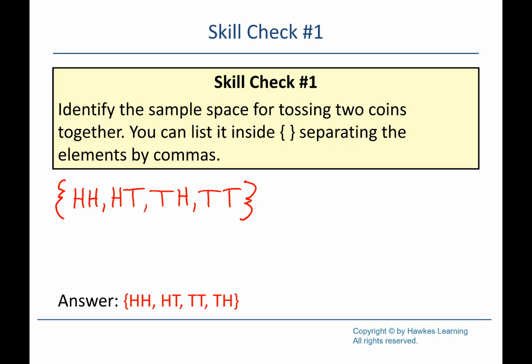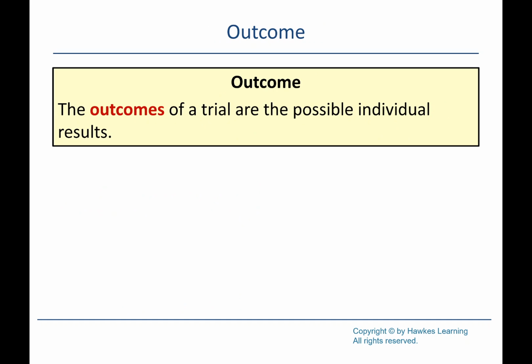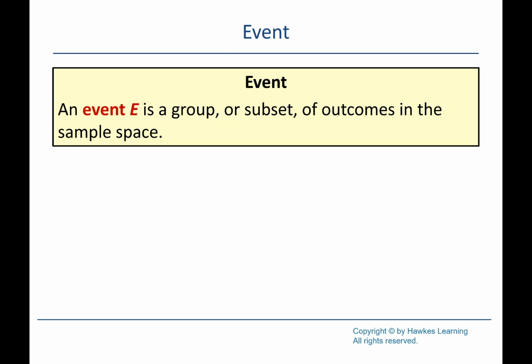So for an event, we're just coming up with some way of taking a group of outcomes.